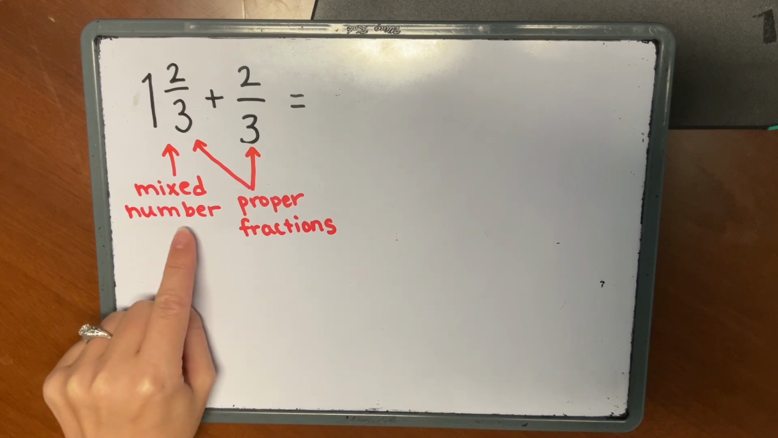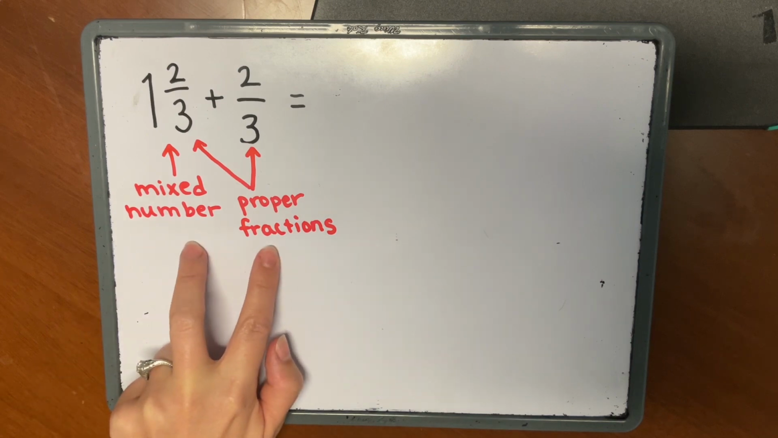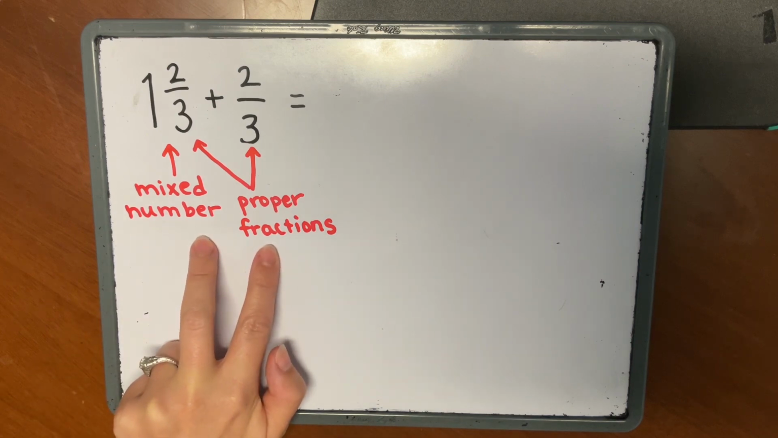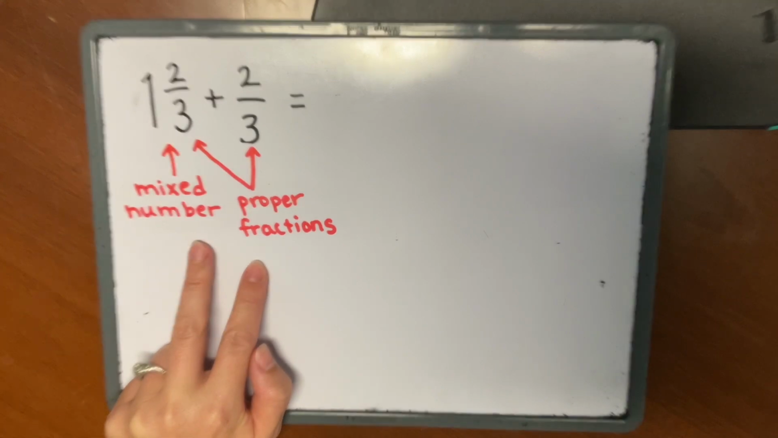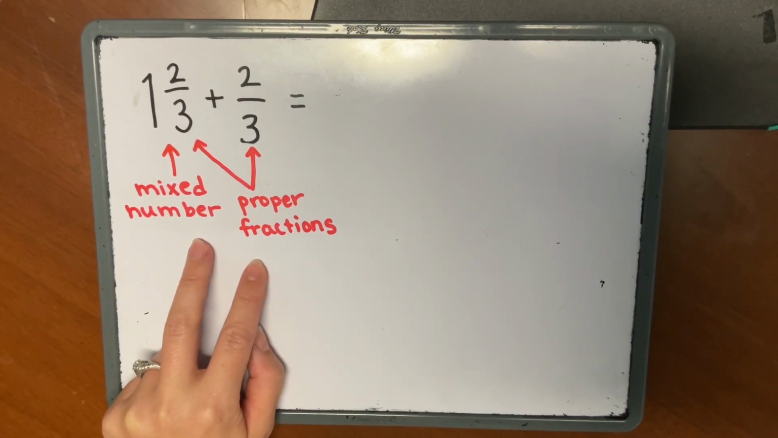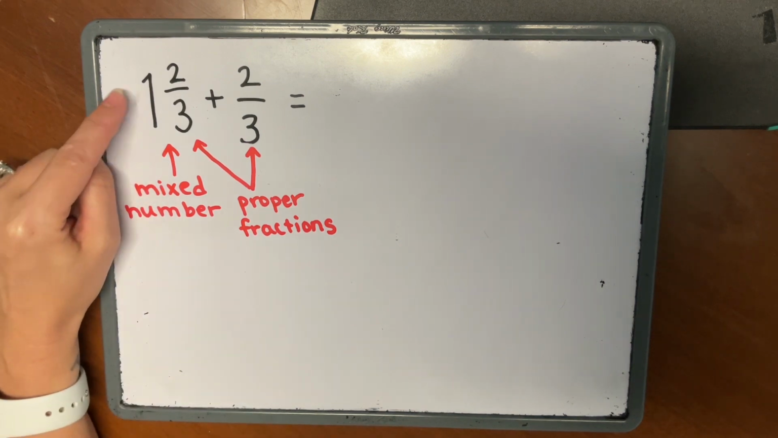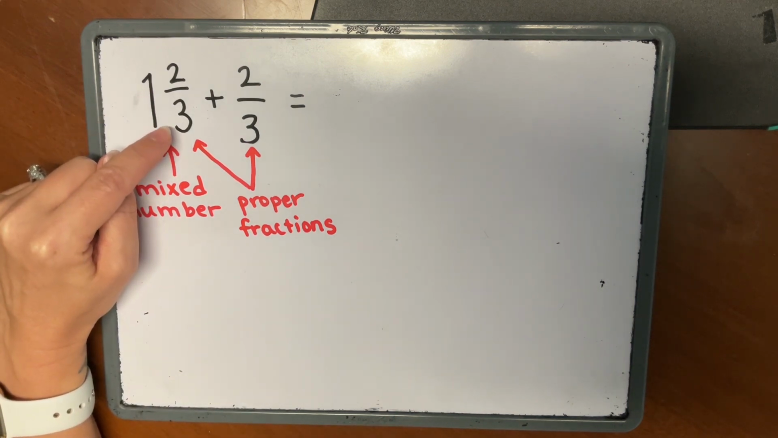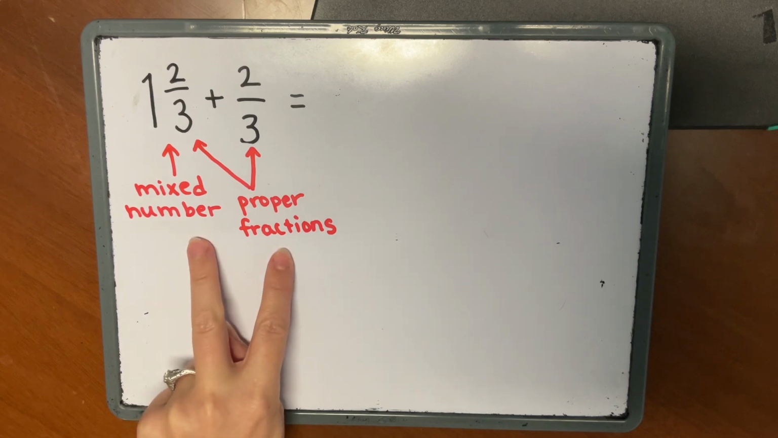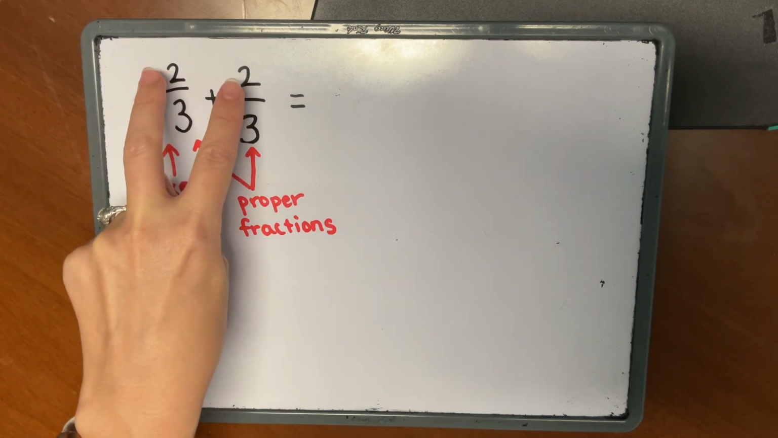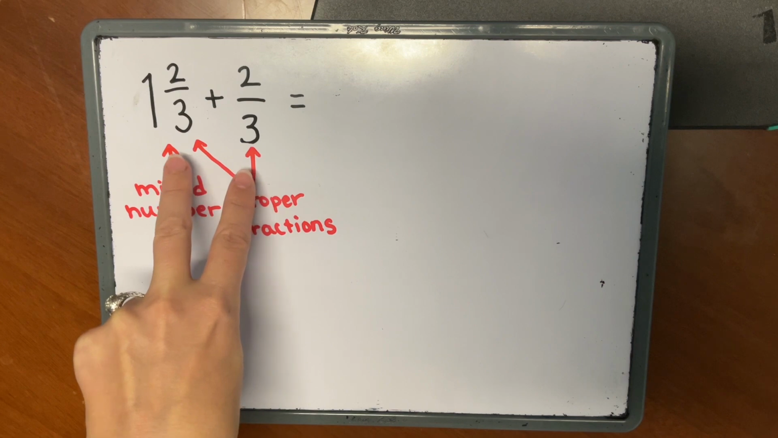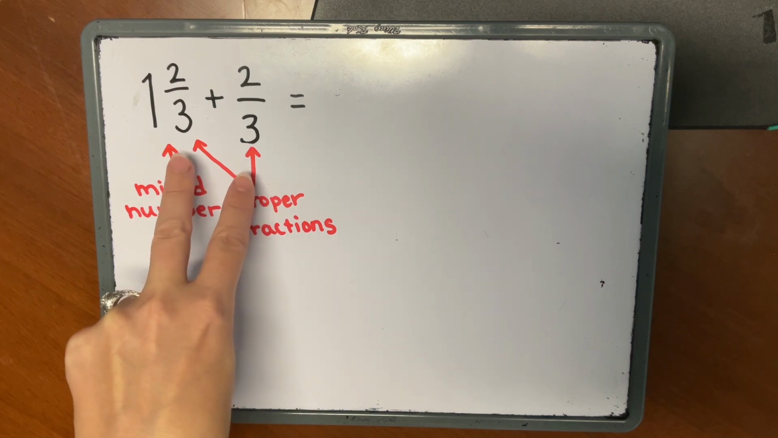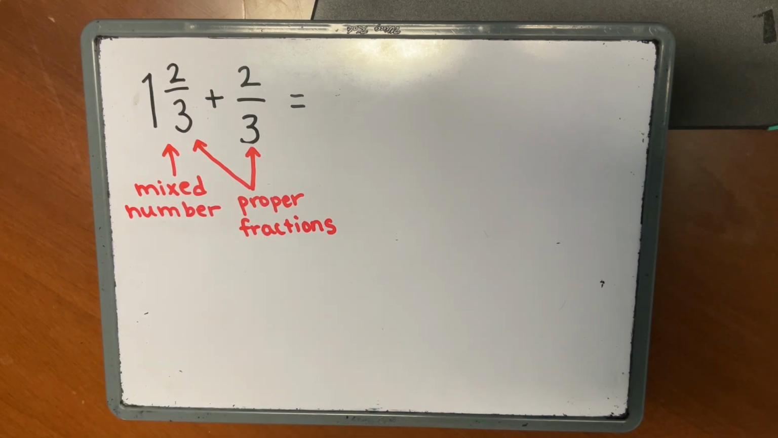Well, we can see that this problem has a mixed number and proper fractions. Pause the video and talk about what these words mean. You may have said that a mixed number is a whole number and a fraction put together. They are both proper fractions because the numerators are smaller than the denominators, and we have written them in the simplest form. Go ahead and now use your fraction tiles to build this problem.